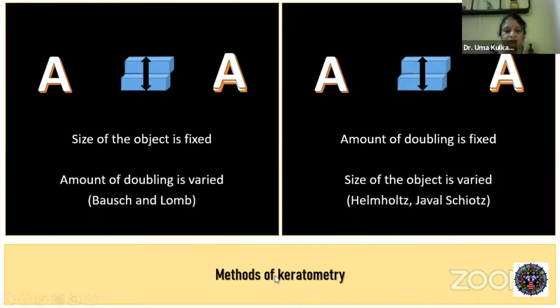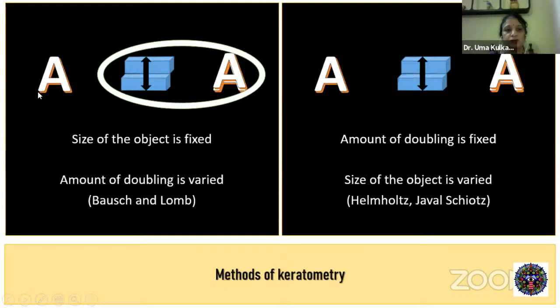There are two types of keratometry basically. One, where the size of the object is fixed, that is the mire is fixed, but the doubling is changed. So by moving the doubling of the images, we can determine the size of the image. Next is where the amount of doubling is fixed, whereas the size of the object is varied. So typically we use the Bausch and Lomb or Javal-Schiotz keratometry. We have the Bausch and Lomb and we are using this. I'm not sure about you, but this is a widely used keratometry. So these are the examples.